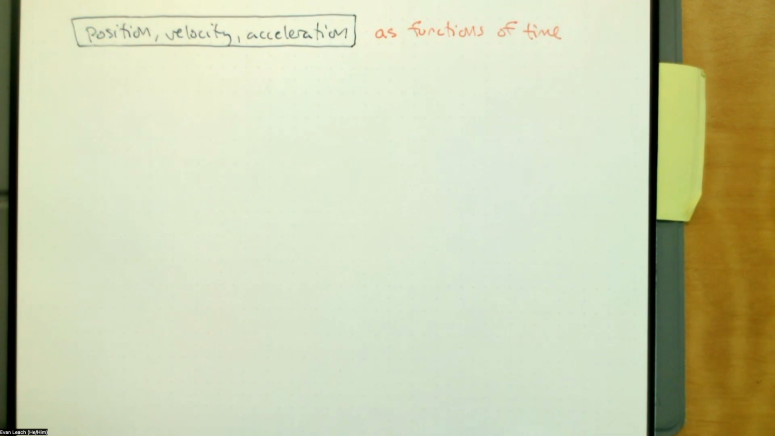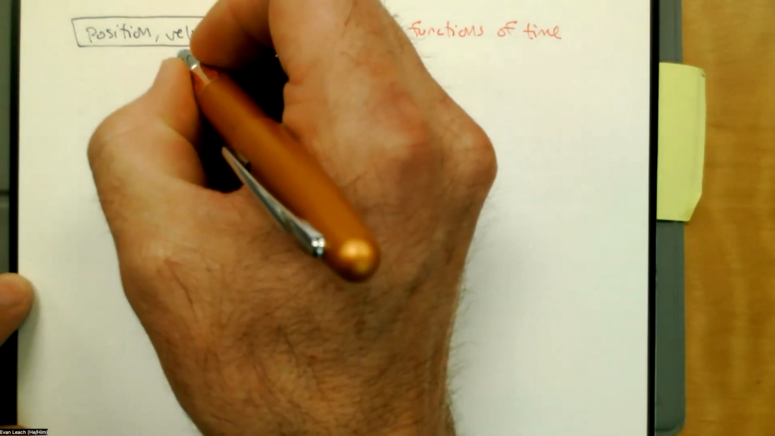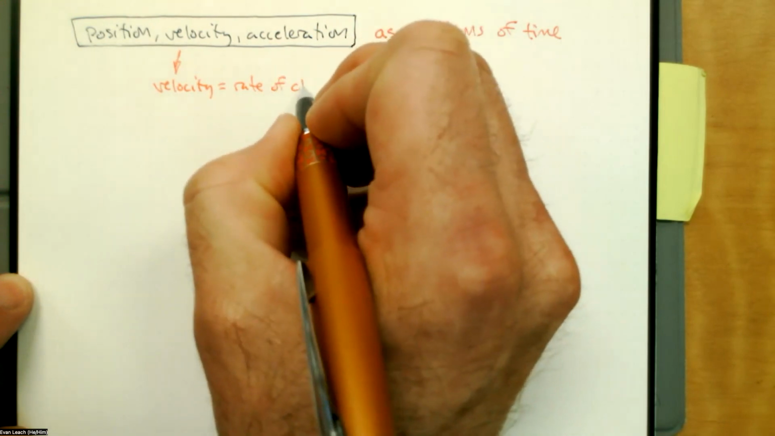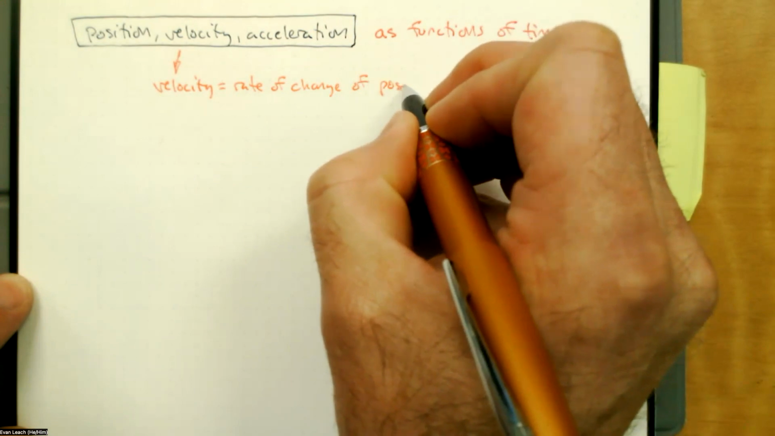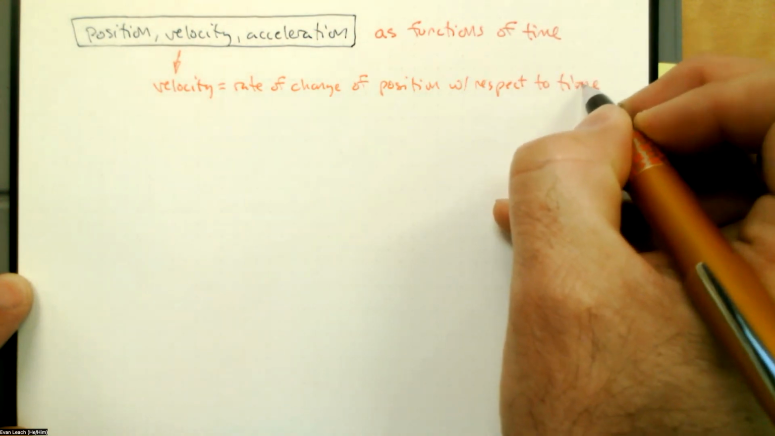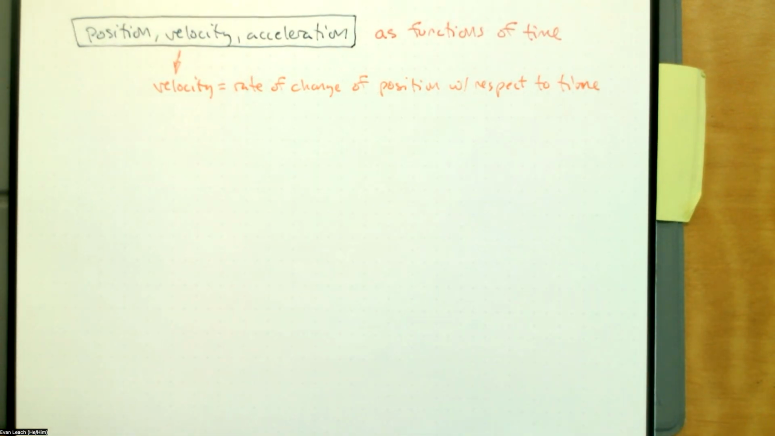So here are the things that we know. Velocity is the rate of change of position with respect to time. So if we have a function that defines your position at a particular time, your velocity will be the rate of change of your position with respect to time. And we know that the calculus word for rate of change is derivative.